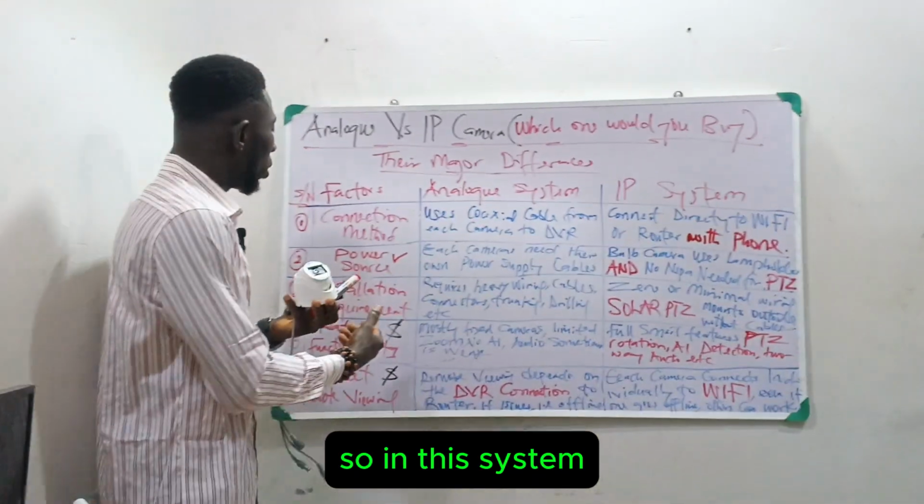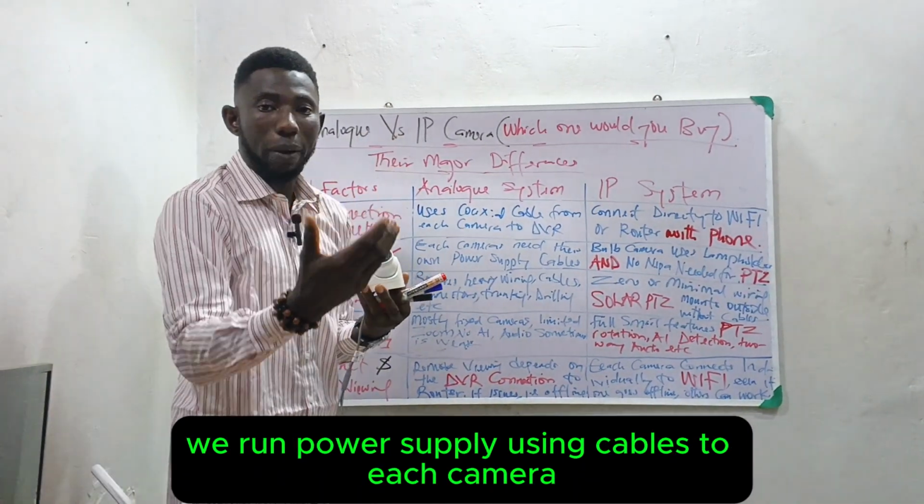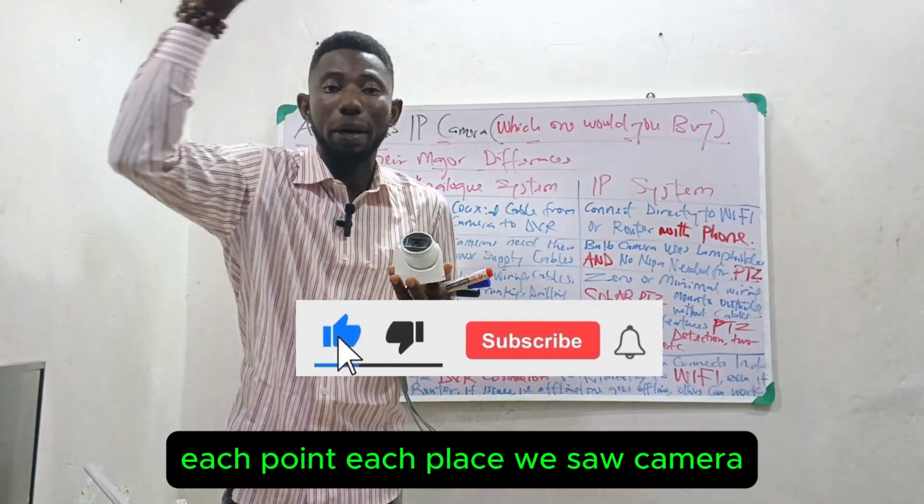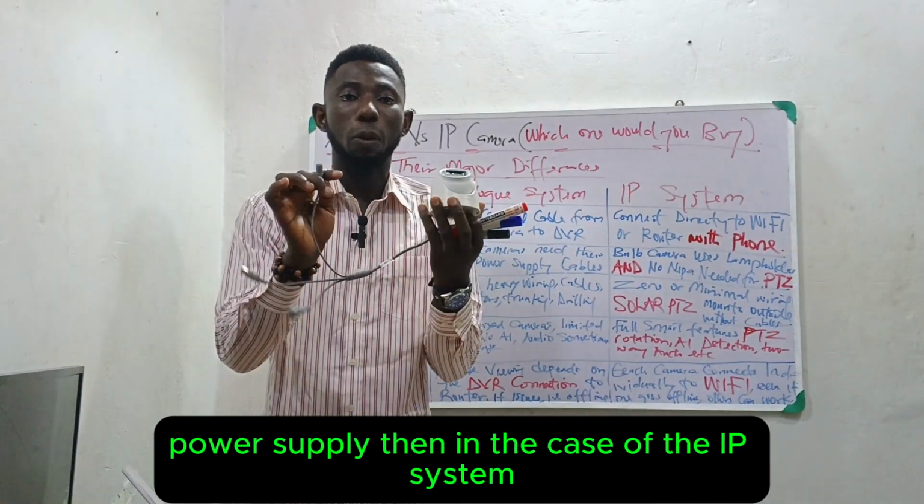So in this system, comparing the two on the power source, we run a power supply using cables to each camera, each point, each place we install a camera. We must run a cable to that place to give the camera power supply.